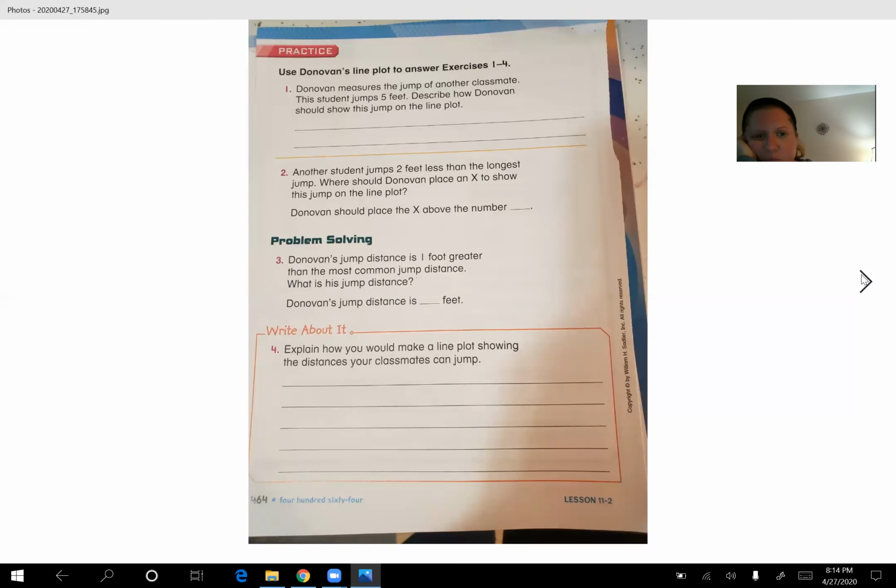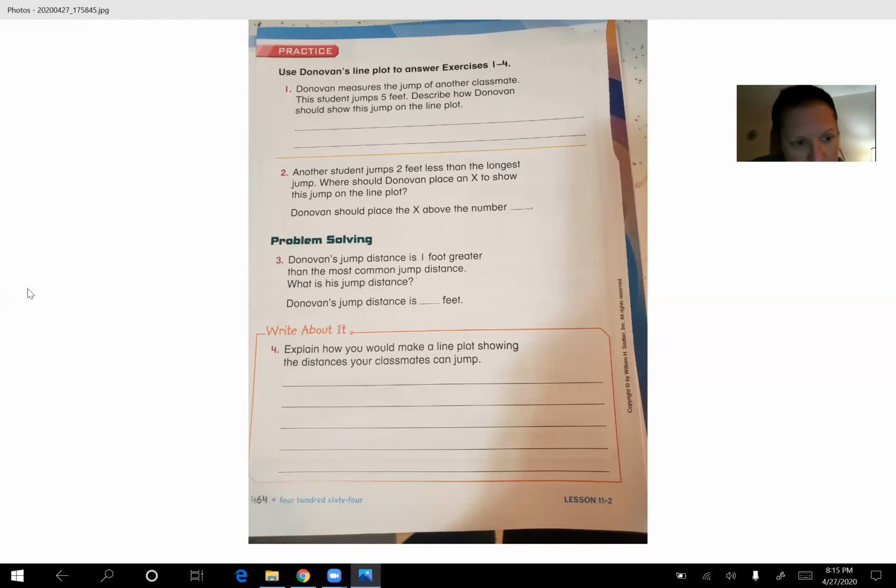Okay. Use Donovan's line plot. So you're probably going to have to flip back and forth so you could see his line plot. That's kind of a bad way to have it, but I am not the creator of this book. Number one, Donovan measures the jump of another classmate. This student jumps 5 feet. Describe how Donovan should show this jump on the line plot.